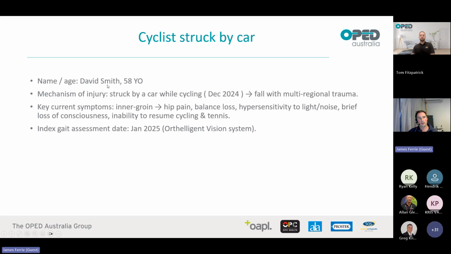So this is a 58-year-old patient. He was struck by a car while cycling in December, and he had multiple region trauma, injury to the foot, knee, hip. His current symptoms are inner groin pain, hip pain, balance loss, hypersensitivity to light and noise. He reports believing that he lost consciousness during the accident, and he had an inability to resume cycling and tennis, which is why he was coming in to see me.